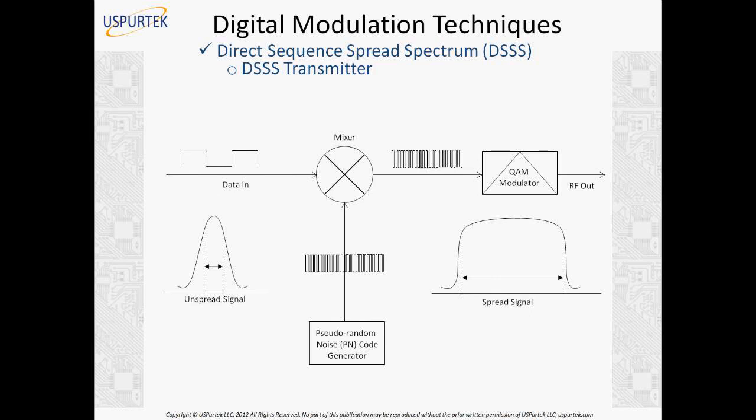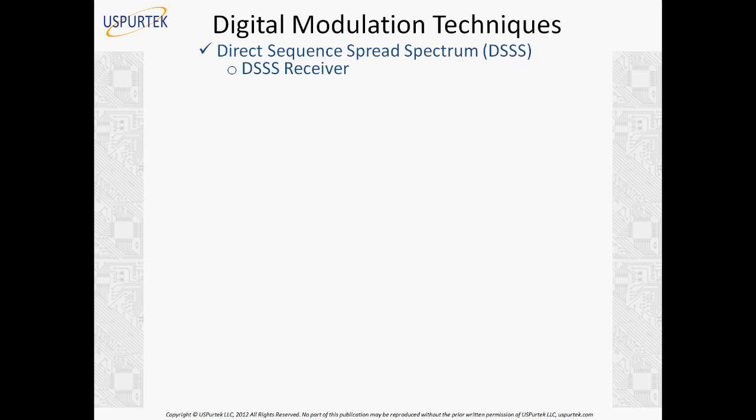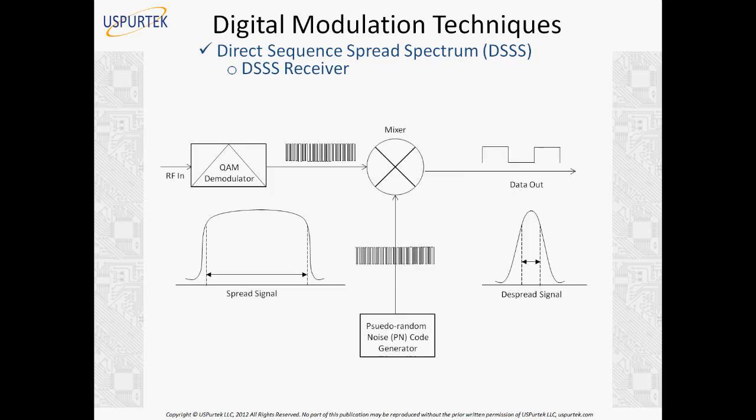The DSSS receiver is the reverse of the transmitter. You get the modulated signal in, demodulate it with the QAM demodulator, and then inside the mixer, we apply the same PN code generator and take the product. That gives us data out, the baseband signal, which is the despread signal here.